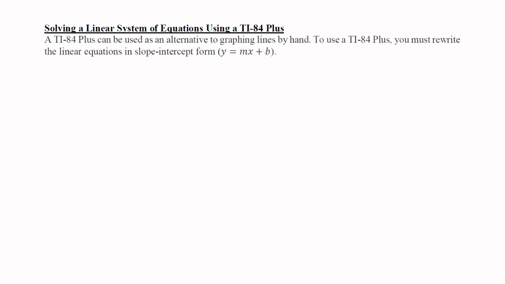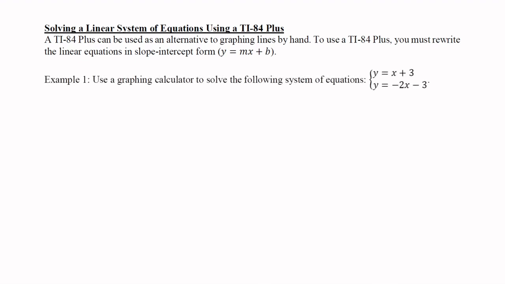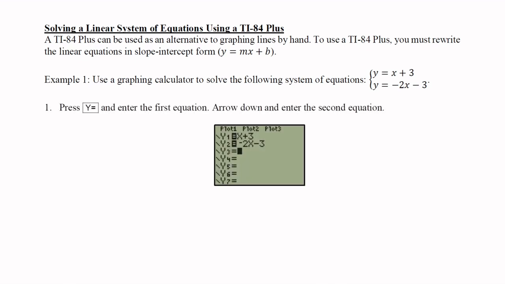Now we can use technology to graph these lines rather than graph them by hand. To use a TI-84+, you must rewrite the linear equations in slope-intercept form because you have to put them in as y equals something. So in this first example, we're going to use a graphing calculator to solve this system. Now the nice thing is they're both already written as y equals, so we don't have to rewrite them. So we're going to go straight to our calculator.